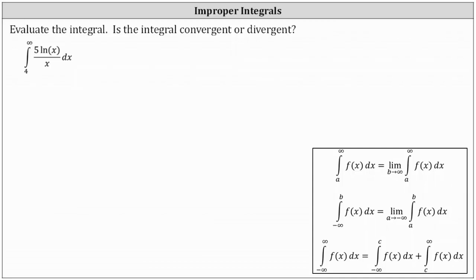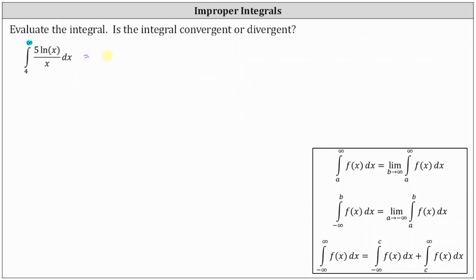We're asked to evaluate the integral and determine if the integral is convergent or divergent. We have what's called an improper integral because the upper limit of integration is unbounded or approaches infinity. We begin by writing the improper integral as a limit.